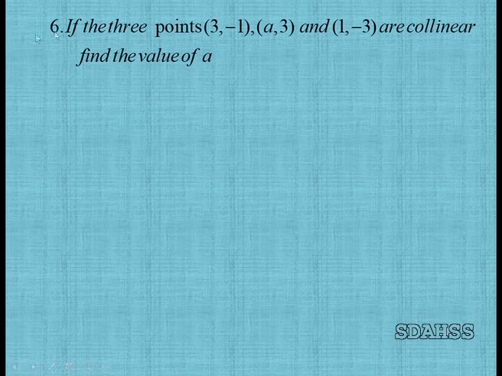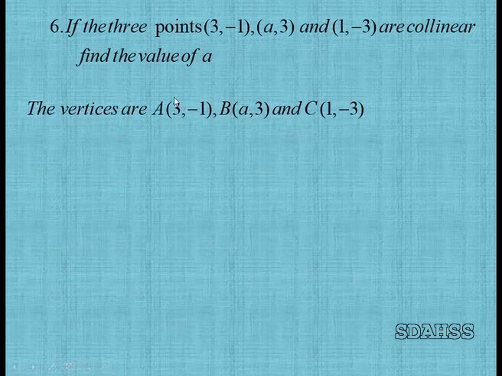Sixth sum. If the 3 points 3 comma minus 1, a comma 3 and 1 comma minus 3 are collinear, find the value of a. Here the given 3 points are collinear, but you have to find the value of a. So the first point be A, the second point be B, and the third point be C. A is 3 comma minus 1, B is a comma 3, C is 1 comma minus 3.